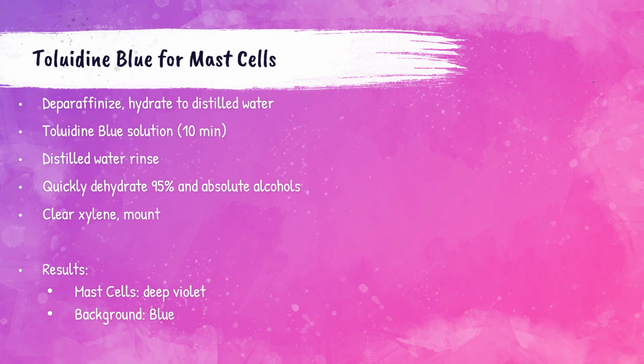To perform the toluidine blue for mast cell stain, deparaffinize the tissue and hydrate to distilled water. Then stain with toluidine blue solution for 10 minutes. After this 10-minute staining period, rinse with distilled water. Then quickly dehydrate with 95% and absolute alcohols, clear with xylene, and then mount with synthetic resin. After successfully staining with toluidine blue, mast cells will be a deep violet in color, and the background will be blue.